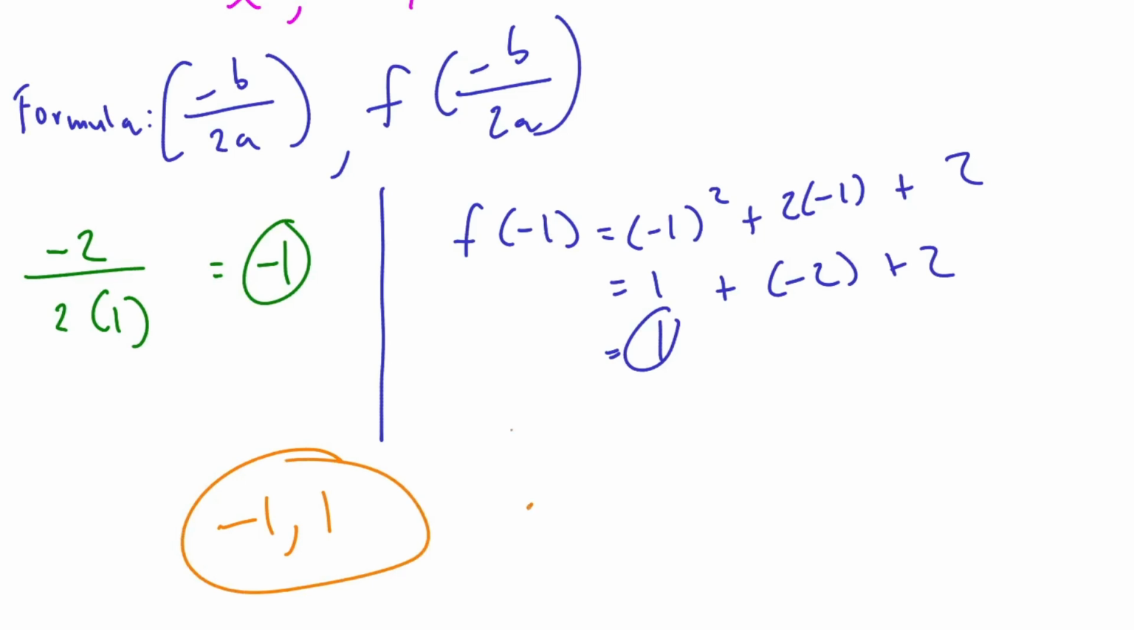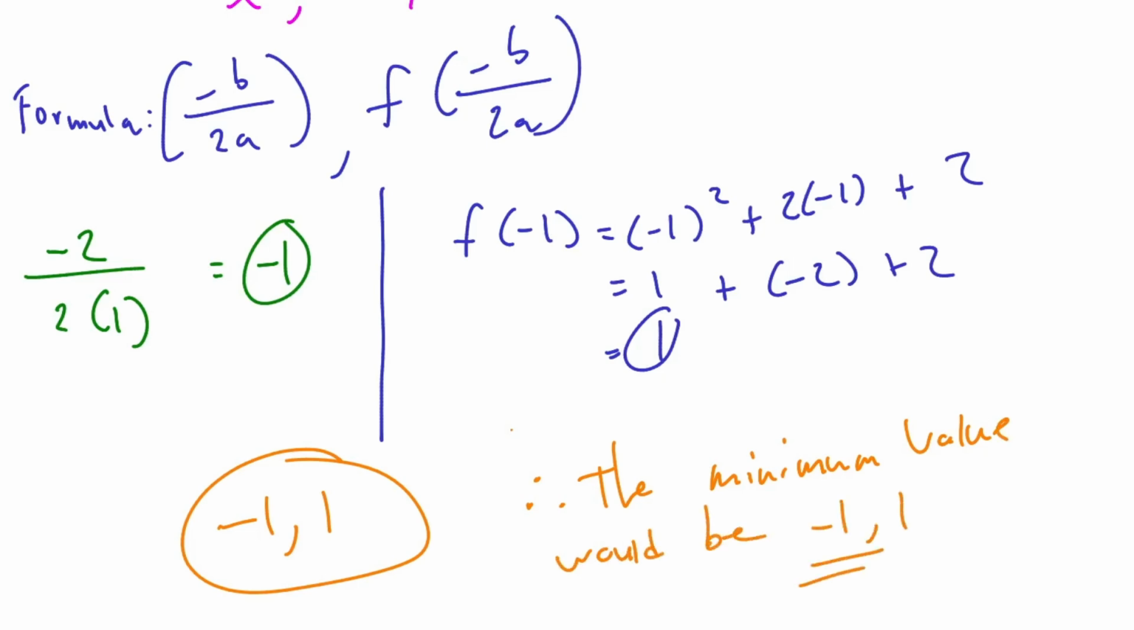But you have to state it like this: the minimum value would be negative 1, 1. That would be the proper way to state it. Or in some textbooks, they just want the y value, so you can just say the minimum value would be 1. It just depends on your teacher and on your textbook.